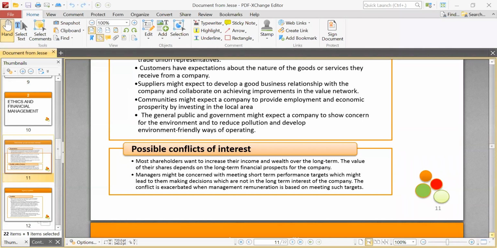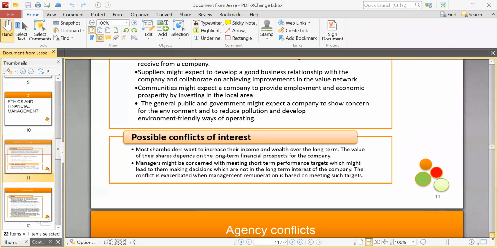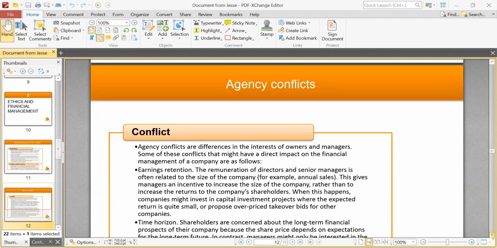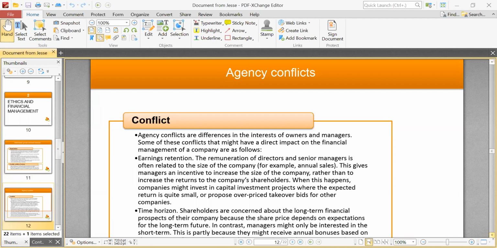That's very, very important to know. And this issue can create a lot of problems. So, agency conflicts. Agency conflicts are simply the differences in the interests of owners and managers.